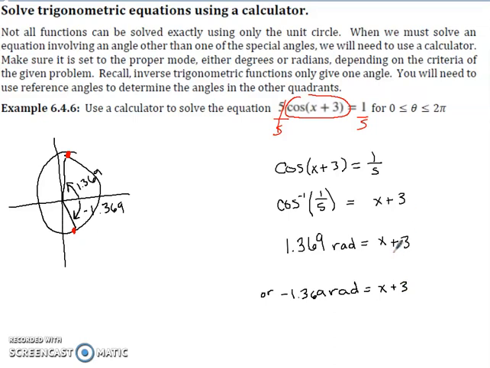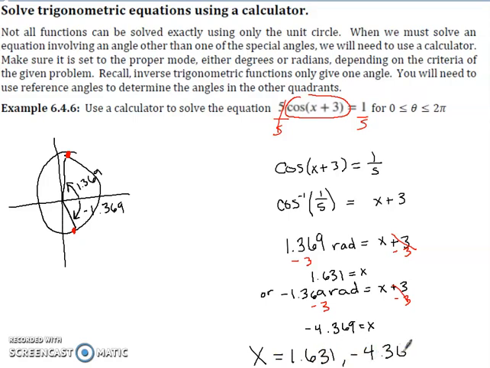Both of these will give me a value of cosine that is 1/5. And now I solve, I subtract 3 from both sides, and I get a value of 1.631 for x, and I subtract 3 from both sides in my second equation, and I get a value of negative 4.369 is equal to x. So my x is equal to 1.631 or negative 4.369 radians.